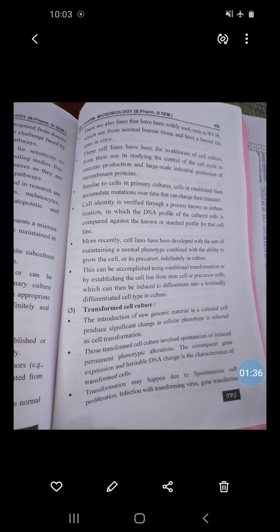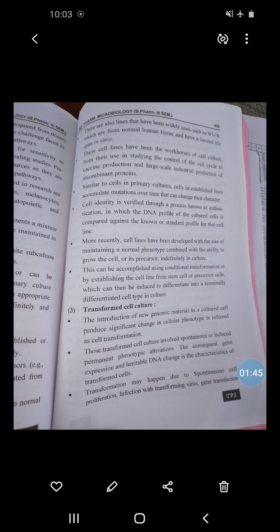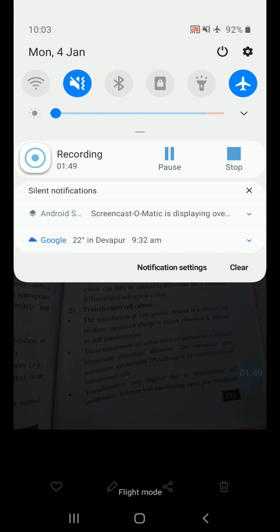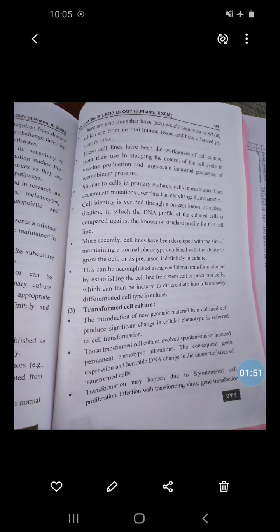There are four aspects of cell transformation. First, genetic instability, second, immortalization, third, aberrant growth control, and last, malignancy. We will see them one by one. First, genetic instability.